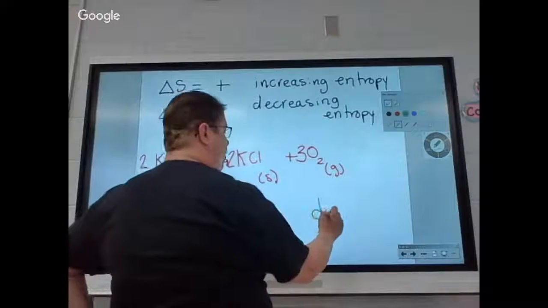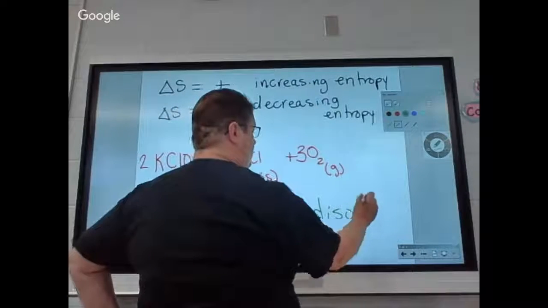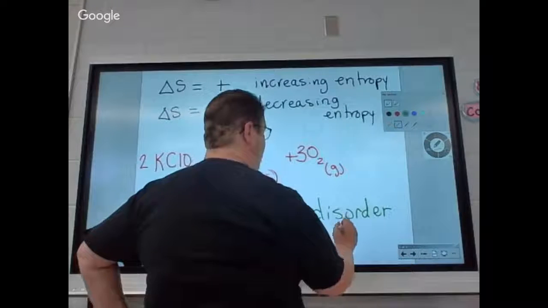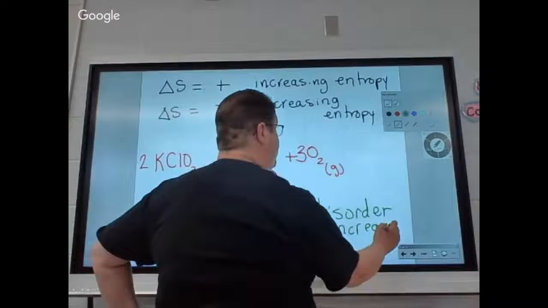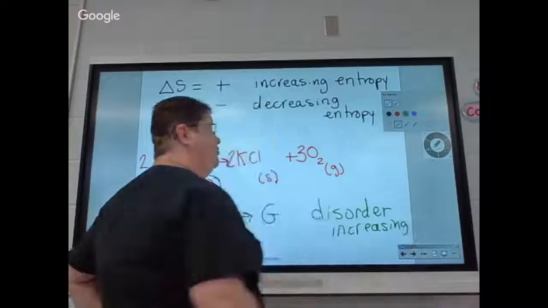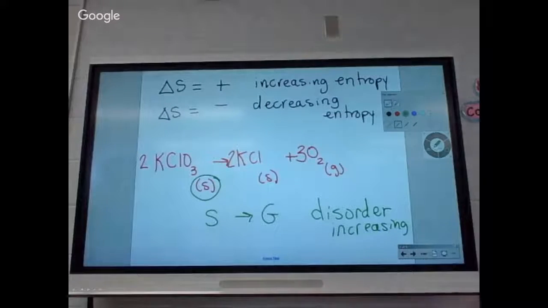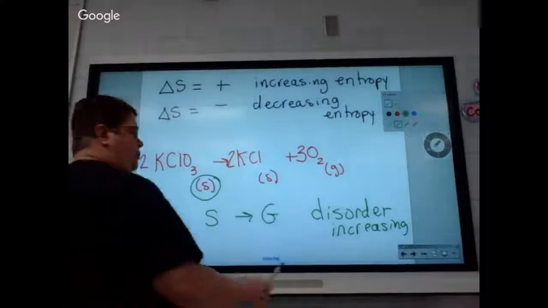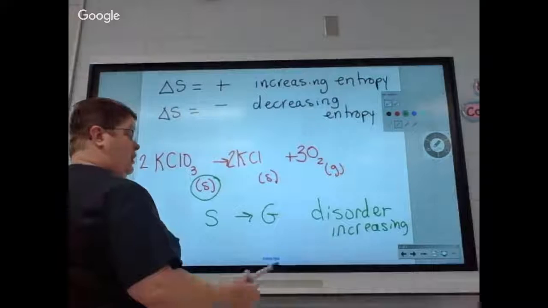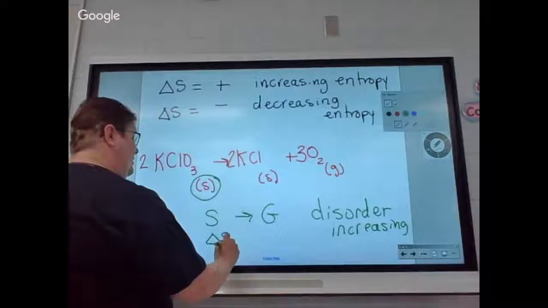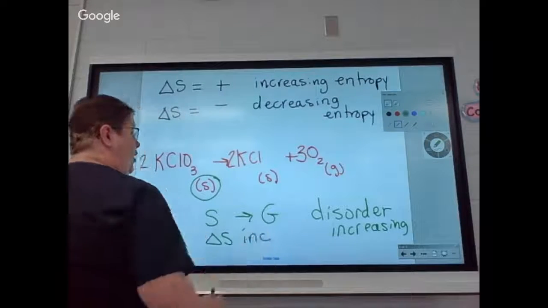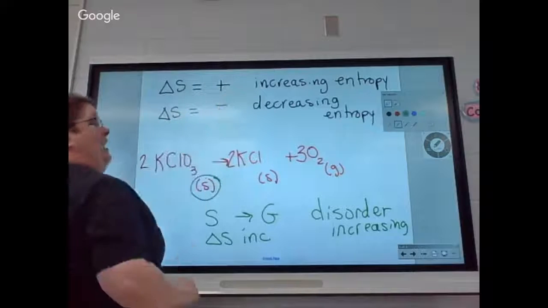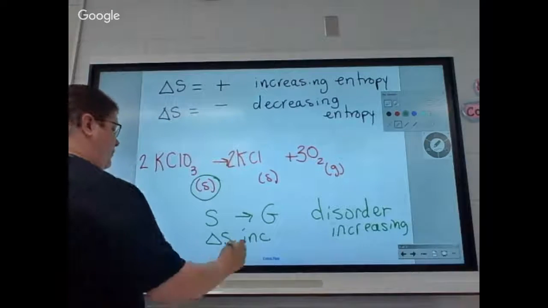Your disorder is increasing. Remember, substitute in the word disorder for entropy, and it makes it easier to answer the question. So your disorder is increasing. Okay? So, if disorder is increasing, delta S is increasing. So is it positive or is it negative? It's positive.